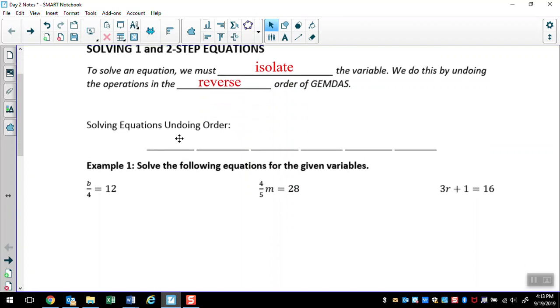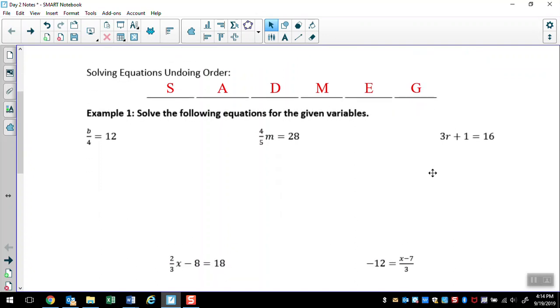So solving equations means undoing in the opposite or reverse order of GEMDAS. We're going to call that SADMEG. Just like GEMDAS, we're going to combine subtraction and addition together and take care of undoing any of those first. Then we're going to look at undoing division and multiplication. And then we'll undo any exponents, and then we'll undo any grouping that we have.